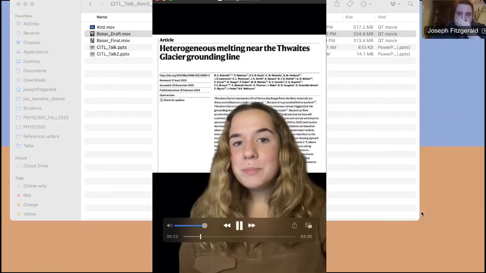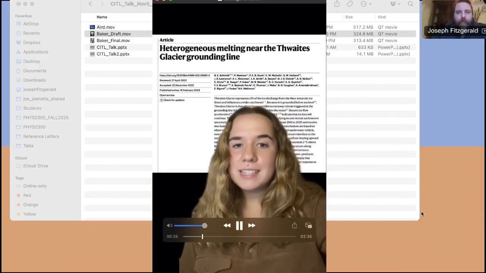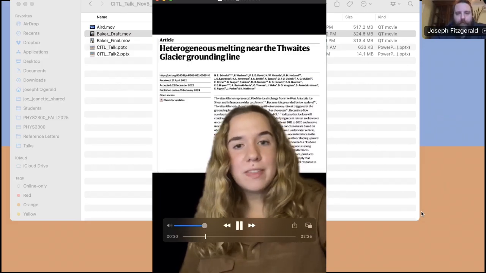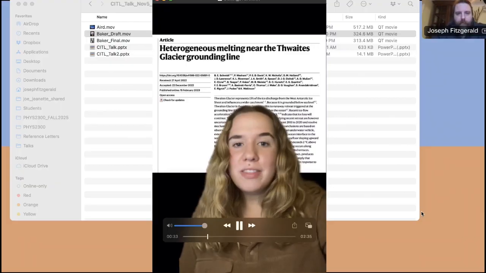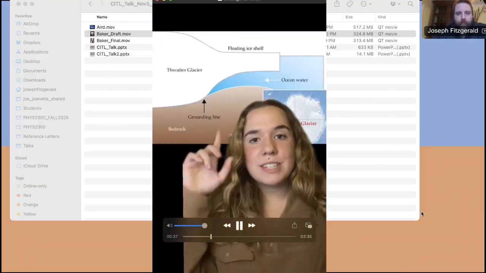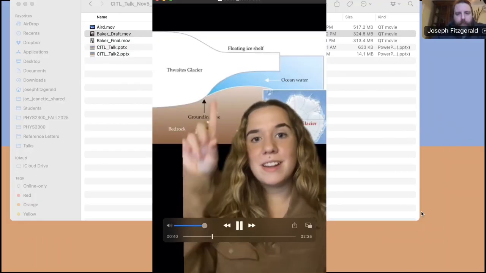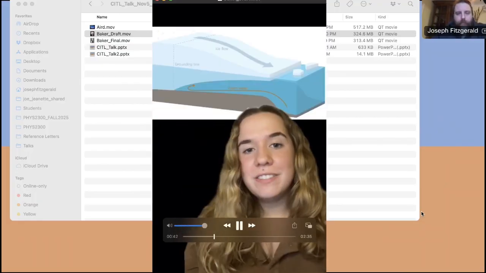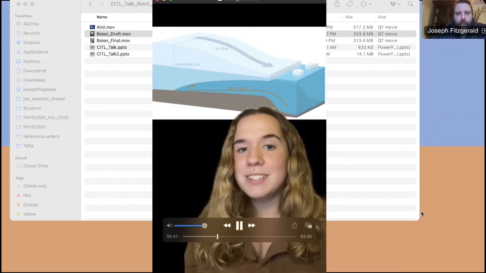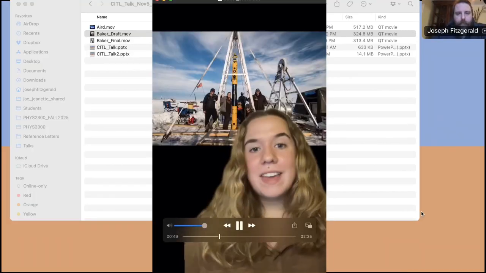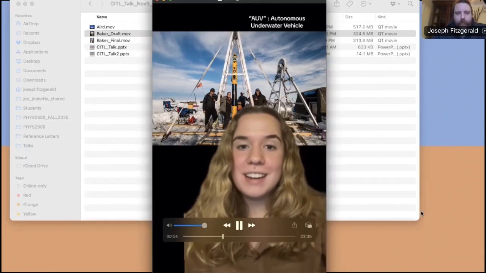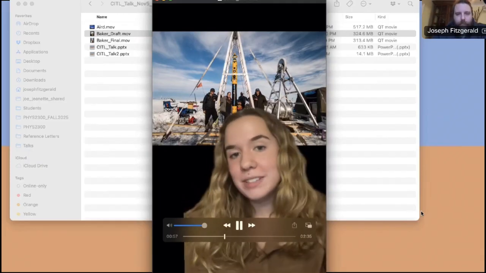In an article published by Nature called The Heterogeneous Melting Near the Thwaites Glacier Grounding Line, a team of researchers and scientists aim to understand the mysterious melting patterns on the underbelly of the Thwaites Glacier. Specifically, they are looking at the grounding line, which is the transition point between the grounded glacier and the floating ice sheet. To achieve their goal, they drilled a borehole through 0.5 kilometers of ice, reaching 2 kilometers seaward of the grounding line. They also deployed an AUV named IceFin, which took them to the underbelly of the glacier and provided a unique perspective on the melting process.